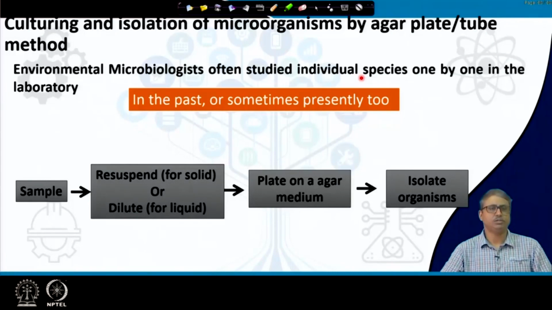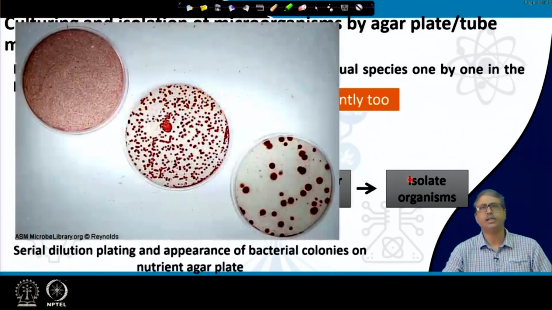The general methodological strategy is something like this. The samples are taken, resuspended for solid or diluted for liquid samples, and then subjected to isolation of pure culture colonies by the agar plate method. We use a suitable agar medium and do plating on it, and the plates are incubated. Following incubation the colonies appear, and the colonies are subsequently purified, tested and subjected to different types of analysis.